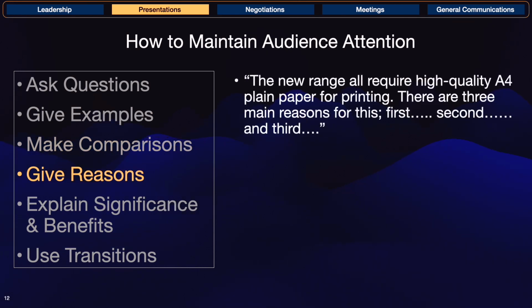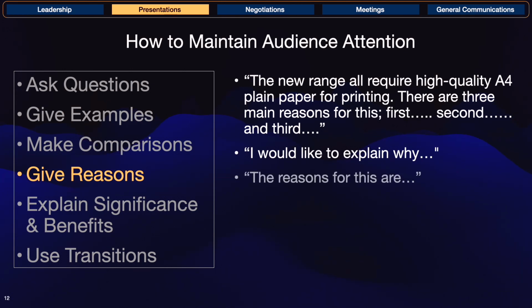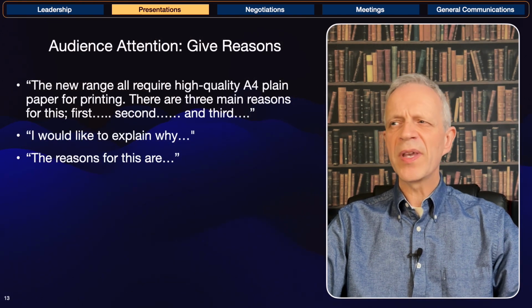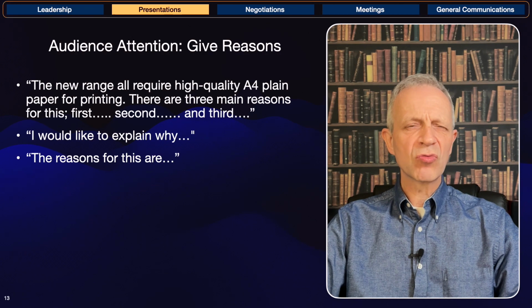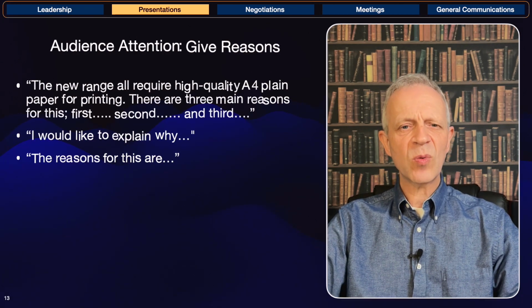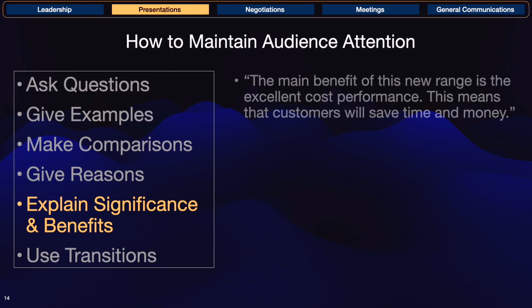The next method of maintaining audience interest is to give reasons, like this. The new range all require high-quality A4 plain paper for printing. There are 3 main reasons for this: first, second, and third. Here's another example. I would like to explain why. The reasons for this are. Okay, so giving reasons is a really important part of your presentation, and it's a really important way to maintain audience interest.